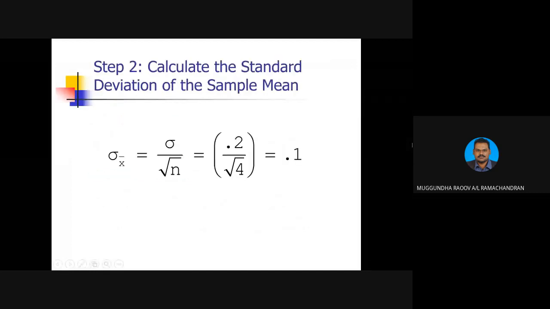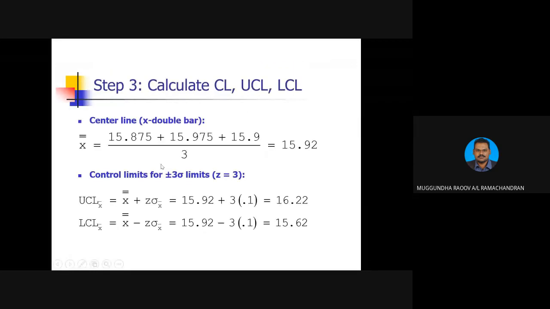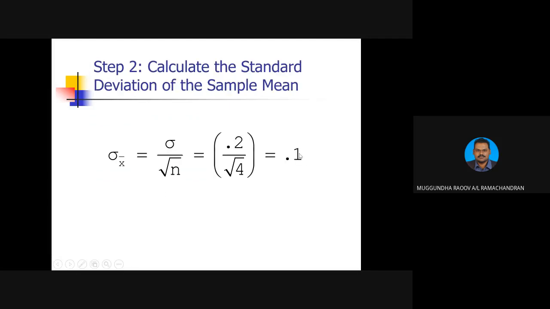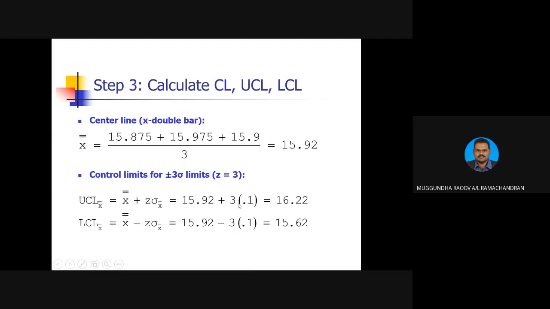So to calculate the upper control limit and lower control limit, this is mean plus Z standard deviation. Class, the standard deviation is 0.1. This 3 is actually the sigma, I mean plus minus 3 standard deviation. So these are the limits, plus minus 3. And so this is your upper control limit and lower control limit.